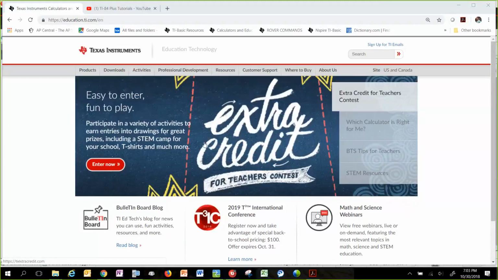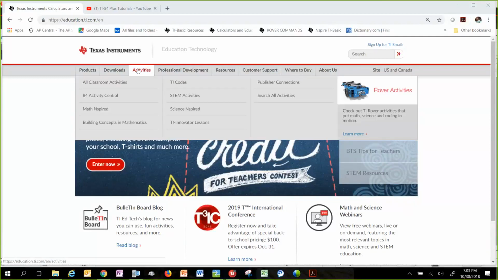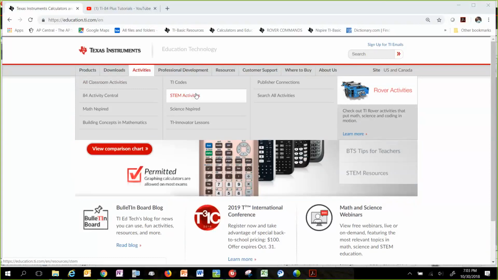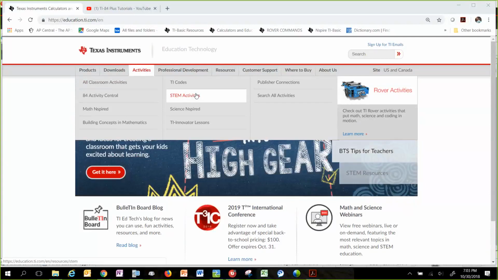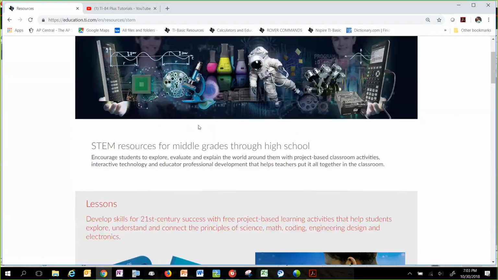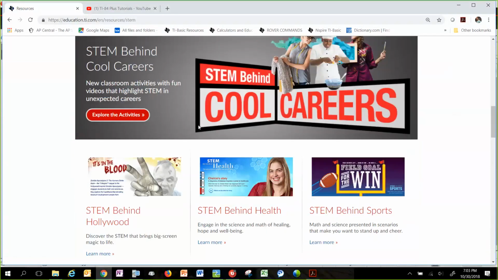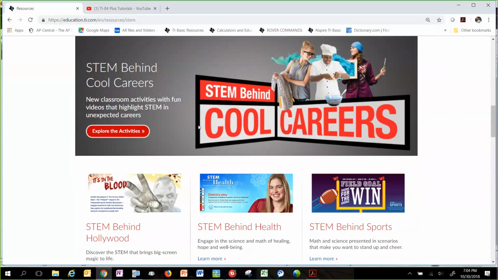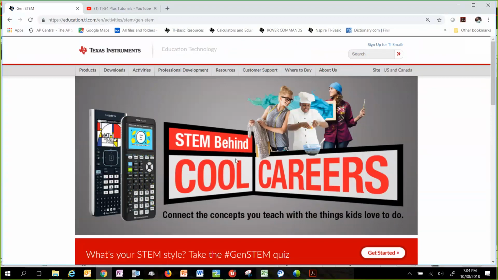So we're going to check out this STEM Behind Cool Careers, and I'm going to navigate. We've landed on the education.ti.com website, and I wanted to make sure that we showed you how to navigate through the website to get to the activity we're going to be talking about tonight, so you can find it. Underneath the Activities tab on the website, you'll find STEM Activities, and if you click on that, you'll be led to a large collection of activities involving STEM. This particular activity is part of, like Eric said, the STEM Behind Cool Careers activity. So we'll go in and click on this tab here. It says Explore the Activities and check out a few things.